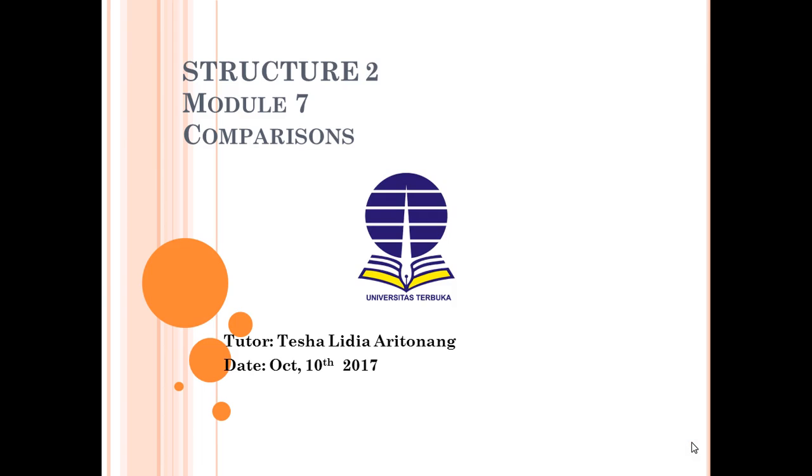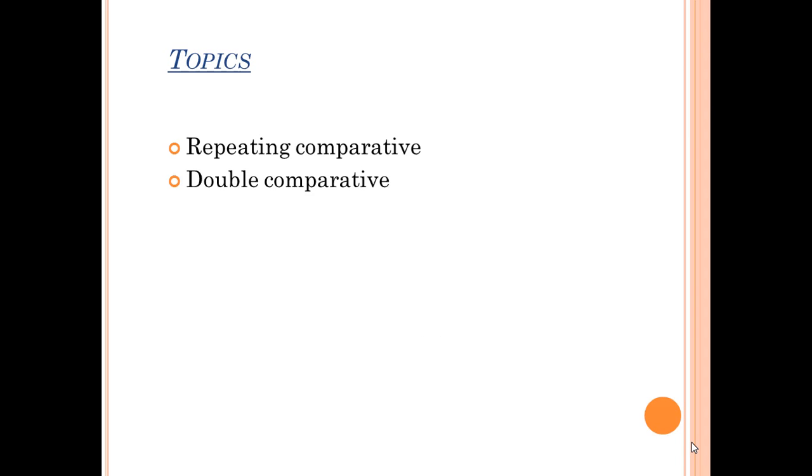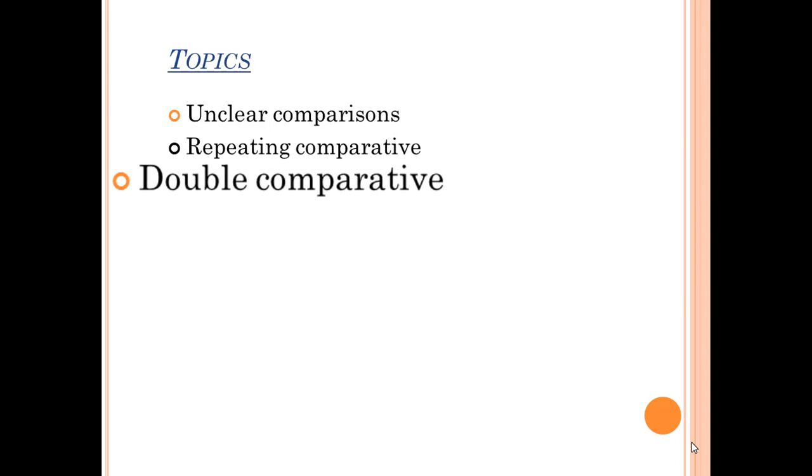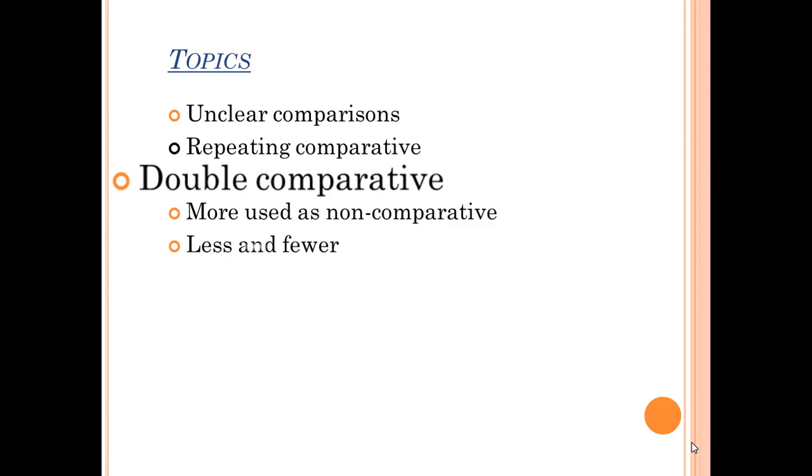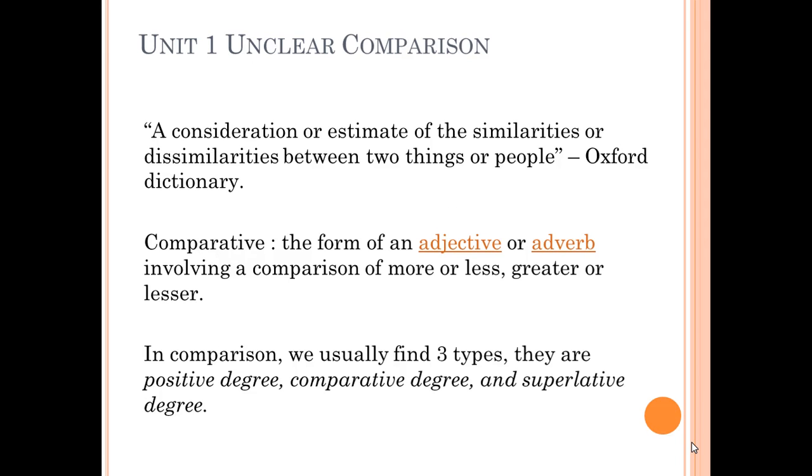So tonight our topic would be about comparisons. Maybe you have already heard or learned about comparison in your Structure 1. So today we will learn about five topics, which are unclear comparisons, repeating comparative, double comparative, more used as non-comparative in a sentence, and less and fewer. So the first unit is about unclear comparison.